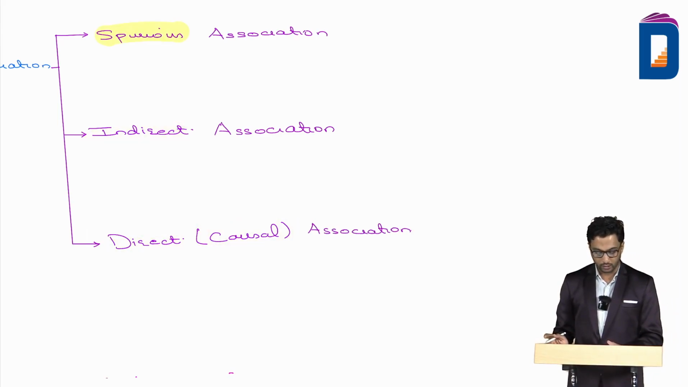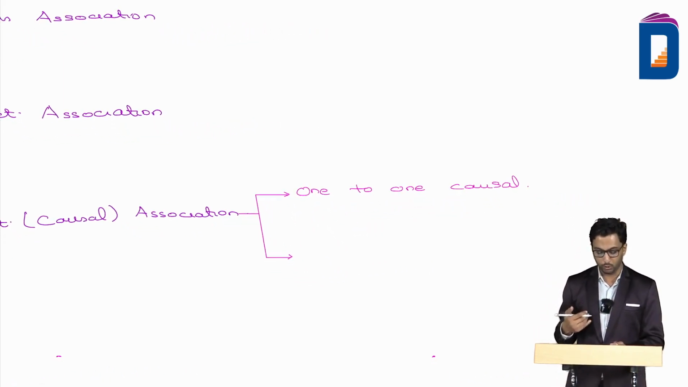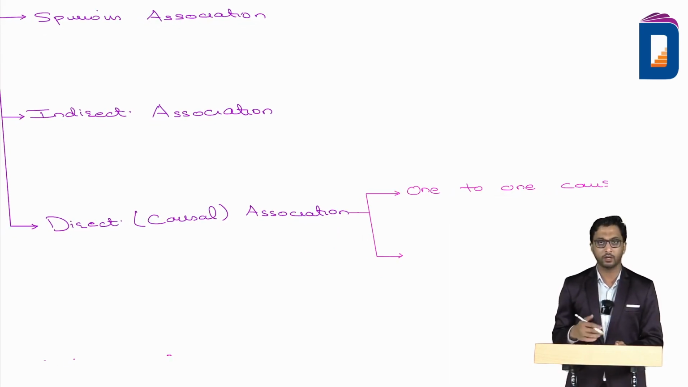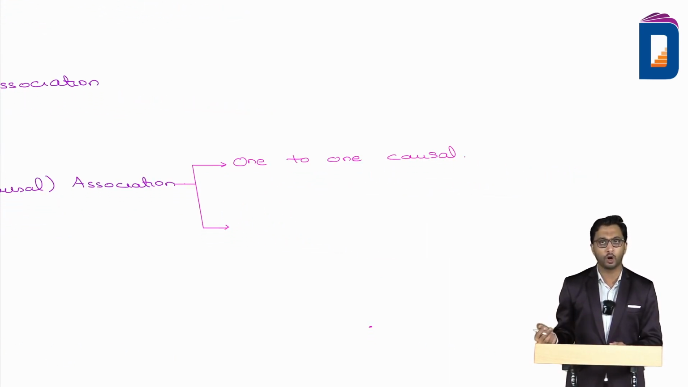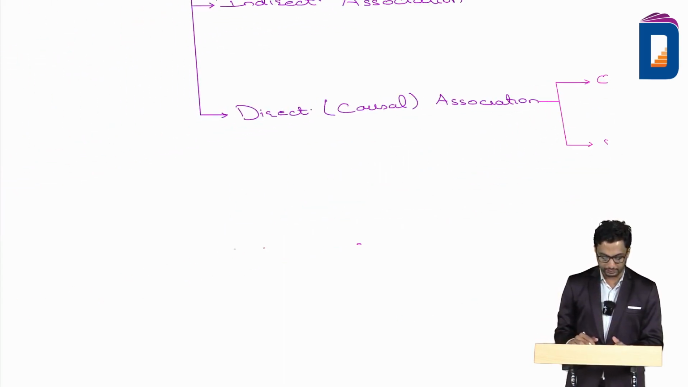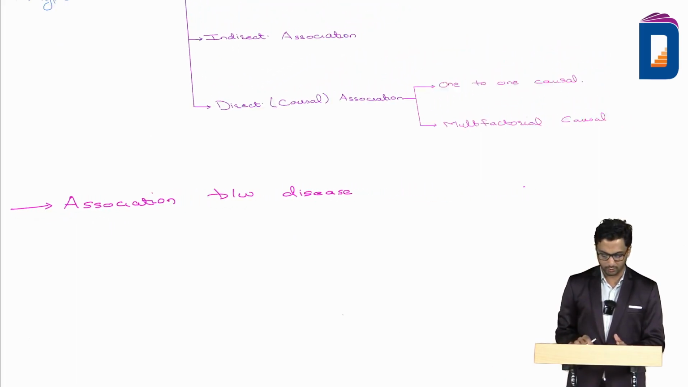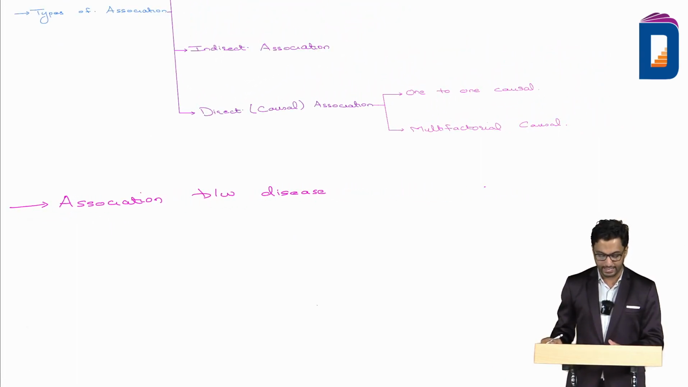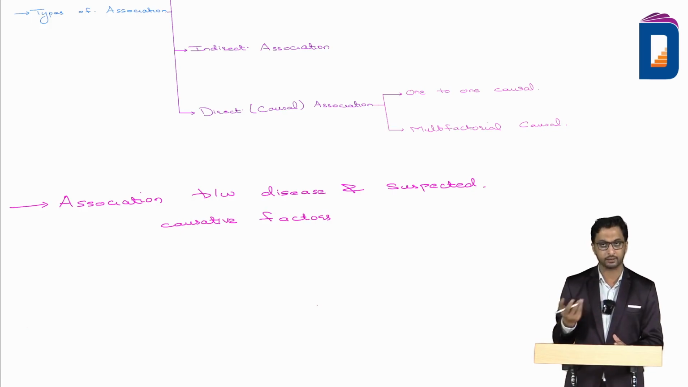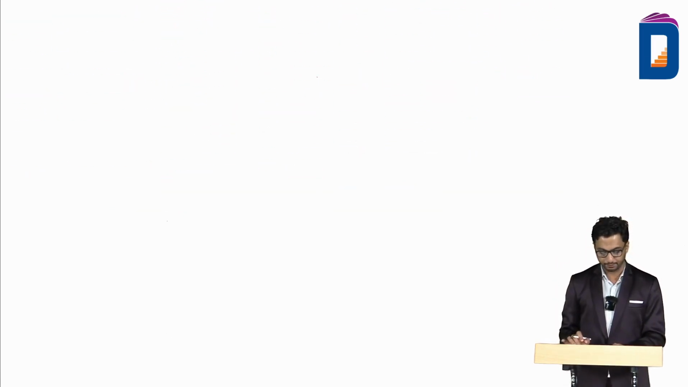Now this direct association can be again divided. Direct association is nothing but causal association. So it can be one-to-one causal or multifactorial causal. Just write it down and I'll explain them one by one. Now, what is the association you are looking into? It is the association between the disease and its suspected causative factors. That is the association we are looking into.